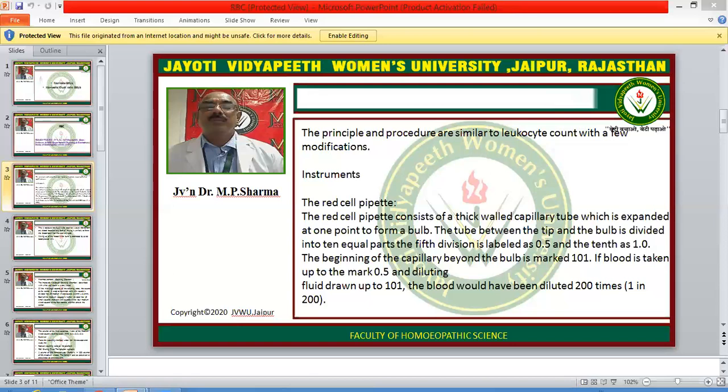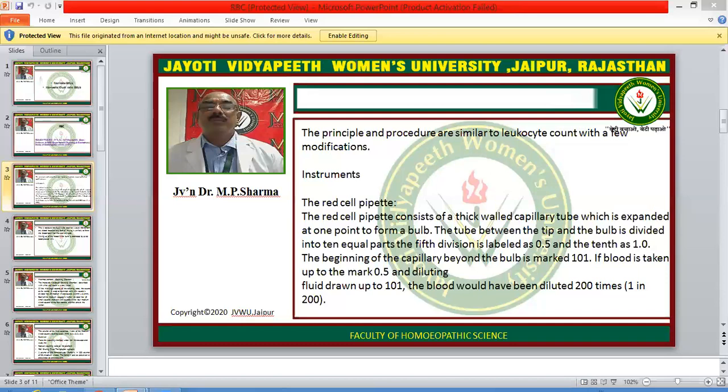Volume of fluid in all 5 squares, so 5 into 0.004 cubic millimeter is equal to 0.02 cubic millimeter. Let the total number of cells counted in all 5 areas be C. Number of cells in 1 cubic millimeter of diluted blood is equal to C upon 0.02, which is equal to 50 C.